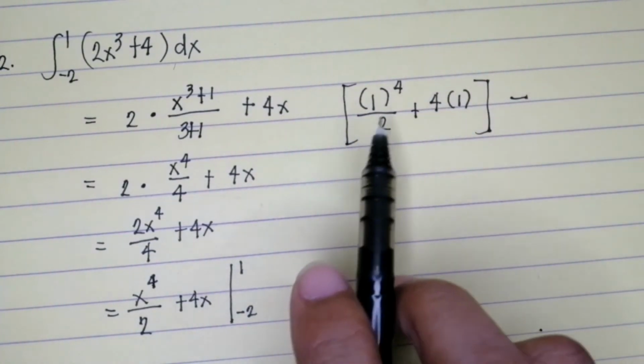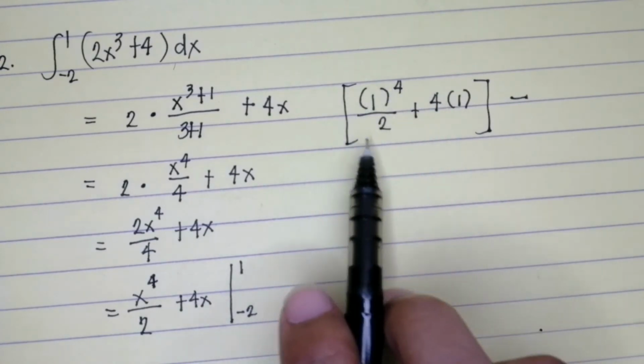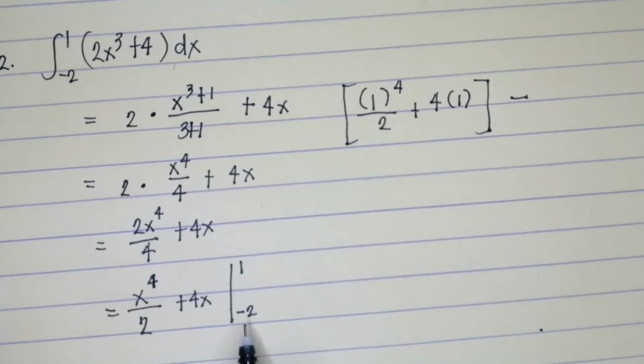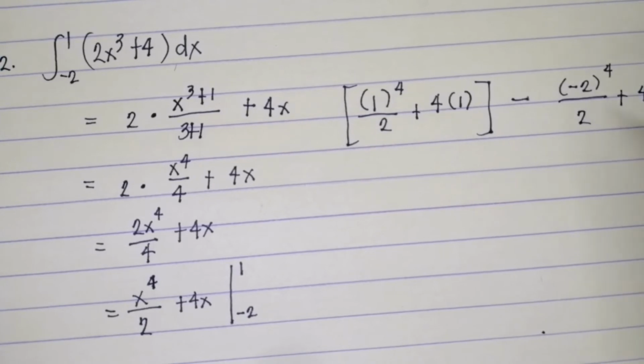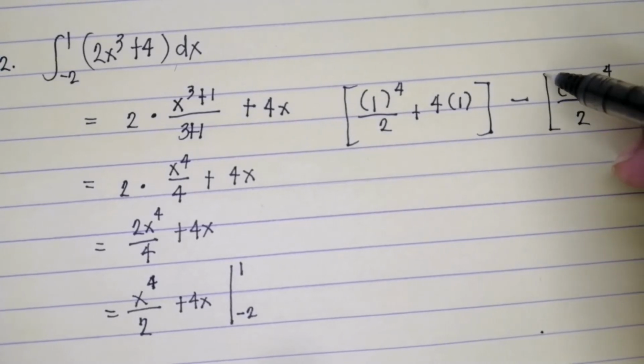Minus, ikakopy ulit natin ito. Pero instead na 1, ang makikita mo, negative 2 na. Kasi yun yung nasa baba. Therefore, we will get negative 2 raised to 4 over 2 plus 4 times negative 2. Dito natin siya i-minus. And then, we are now ready to simplify.